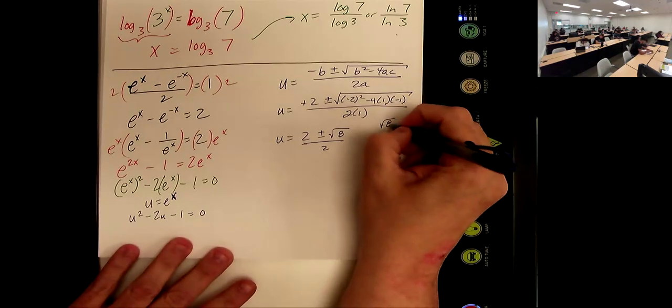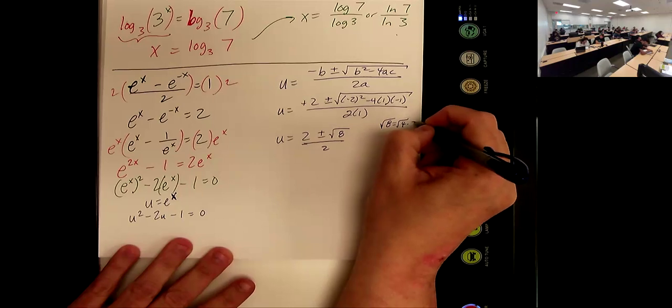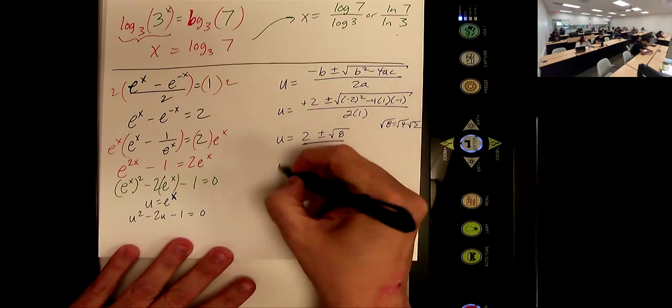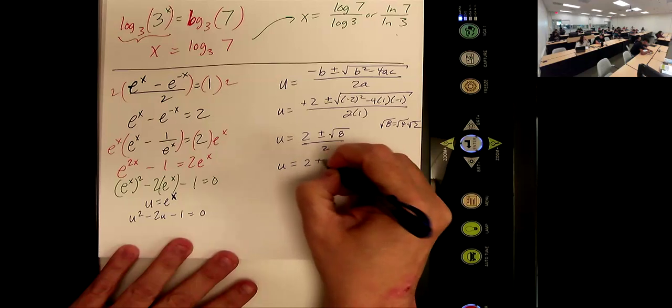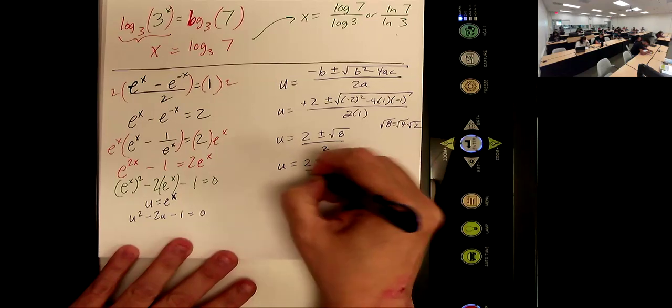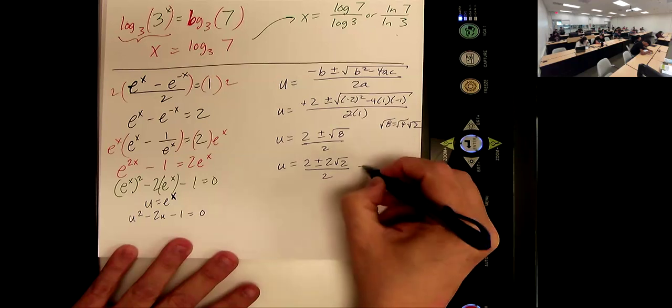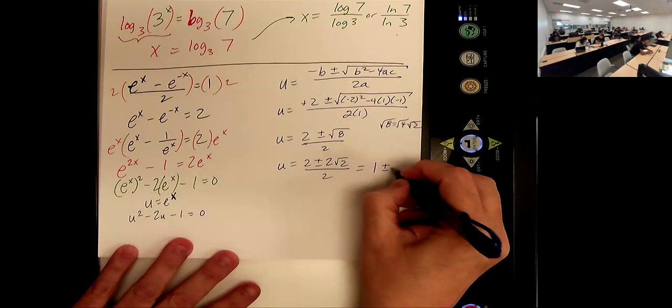Square root of 8 is square root of 4 times square root of 2. So I could also say this is 2 plus or minus 2 root 2 over 2. And this all cleans up to 1 plus or minus the square root of 2.